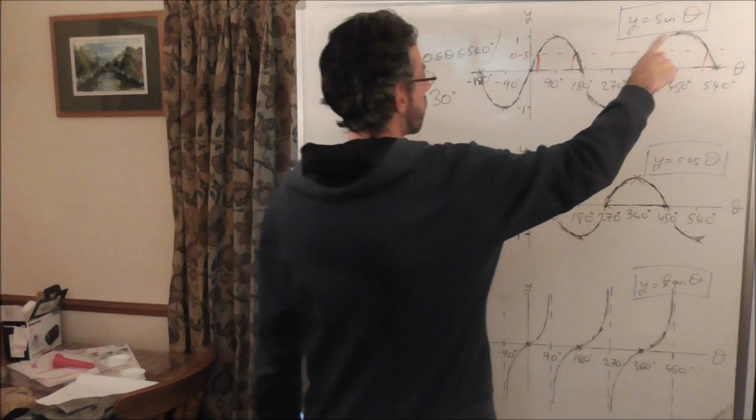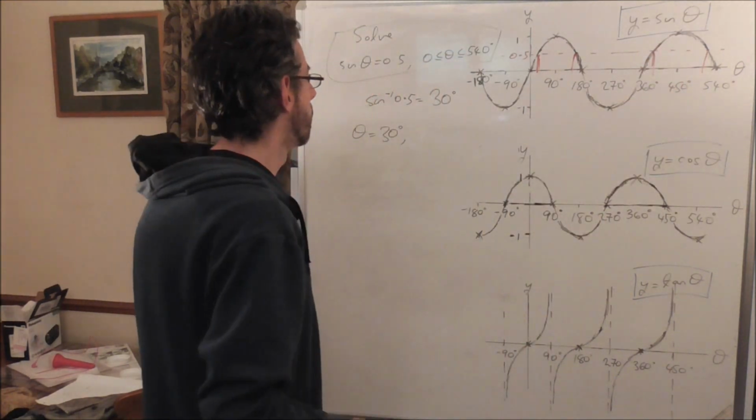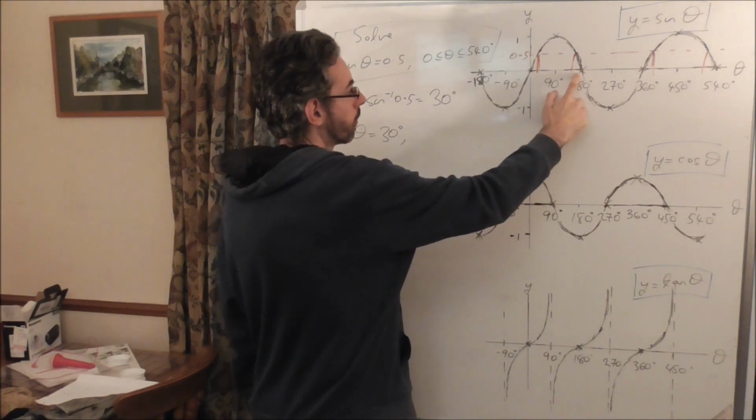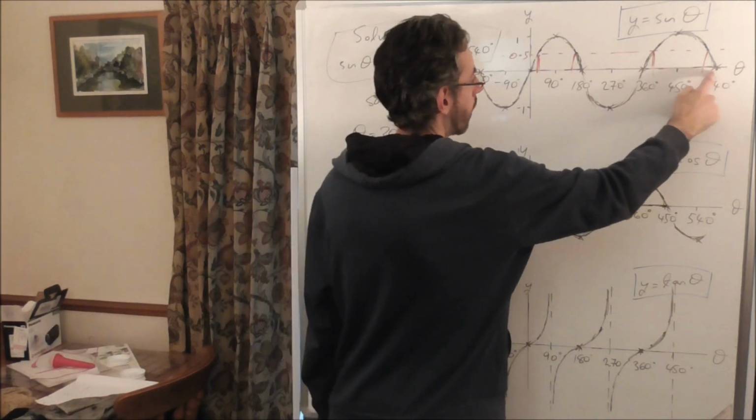These peaks are sort of symmetrical and the same. So 30 degrees is there. So that's a gap of 30 degrees. So that's also a gap of 30 degrees. And so is that, and so is that.